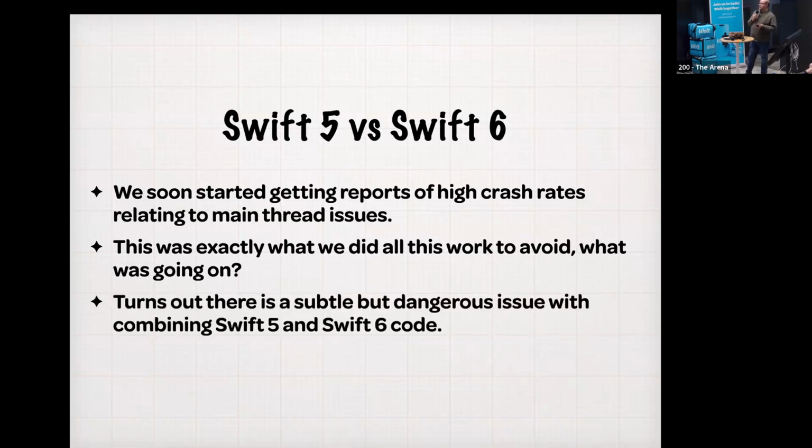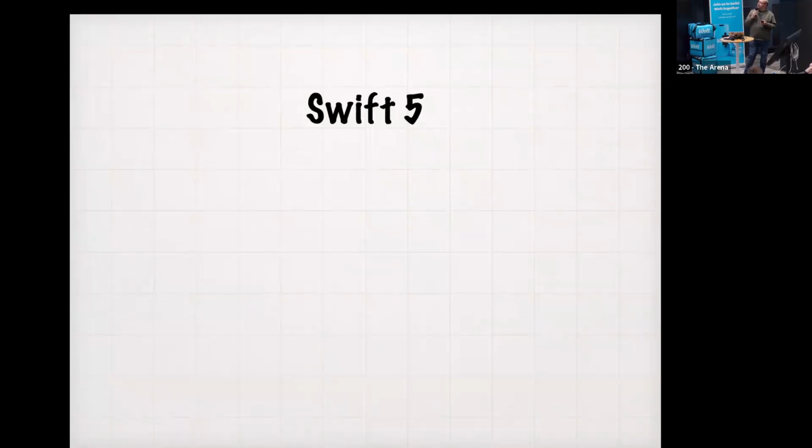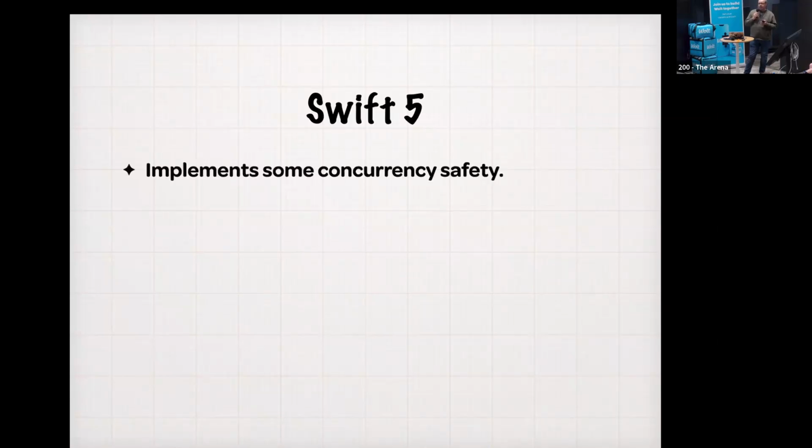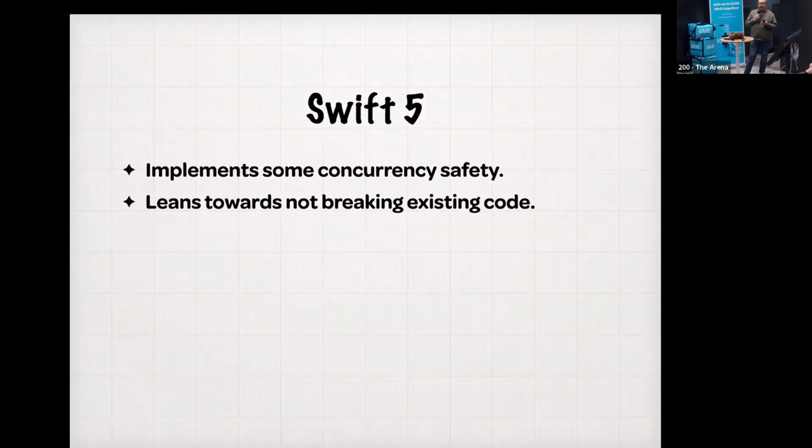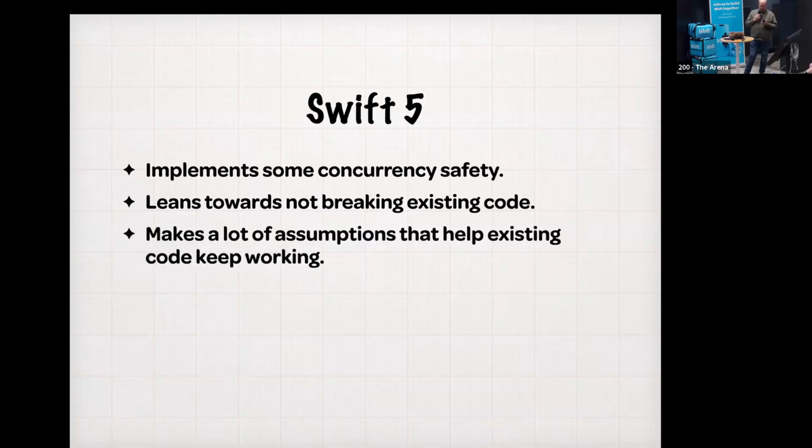So it turns out there's a subtle but dangerous issue with combining Swift 5 and Swift 6 that we hadn't realized. To summarize the problem here, first we look at Swift 5, how that works. It has some concurrency safety already. It does a little bit of work towards making concurrency safe, but it very much leans towards not breaking existing code. So it makes a lot of assumptions to keep the existing code working smoothly, assuming that the programmer knows what he's doing and it's fine.